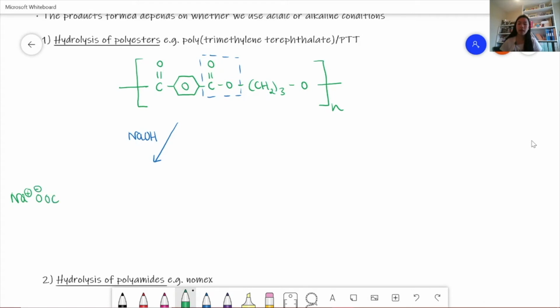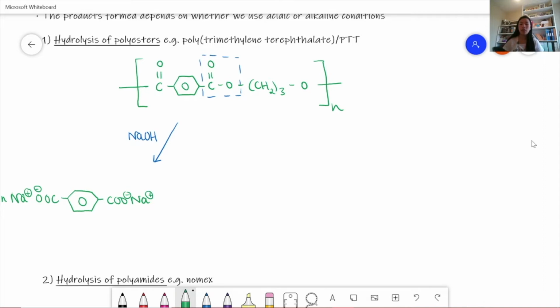COO-, and so this is attached to benzene. And then we have the same thing on the other side. So it's exactly the same as for when we hydrolyze esters, but this time we have a salt of a dicarboxylic acid rather than just the salt of the carboxylic acid. And we also form, and we actually have N of these because we've only drawn a small section of the polyester.